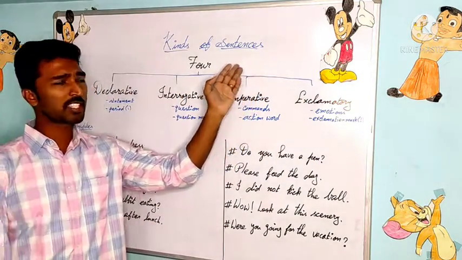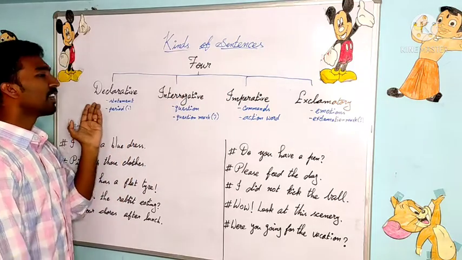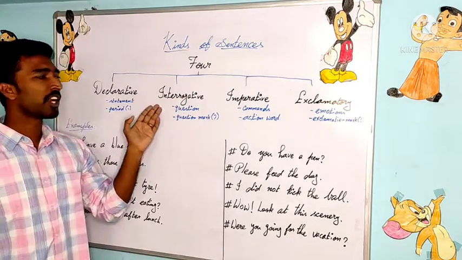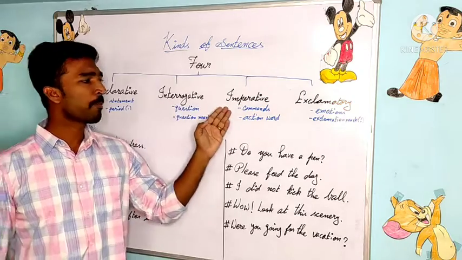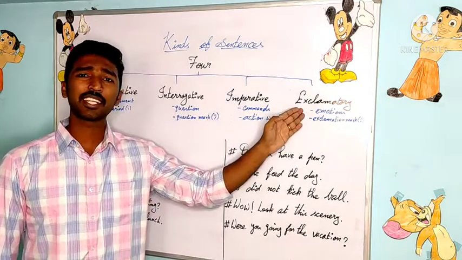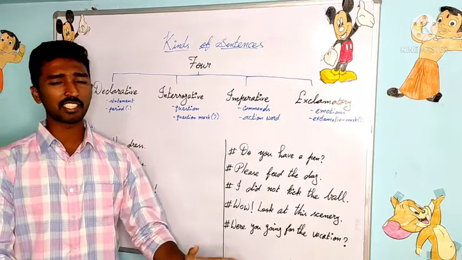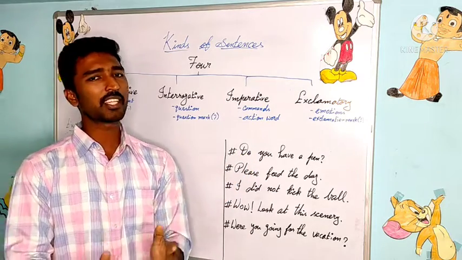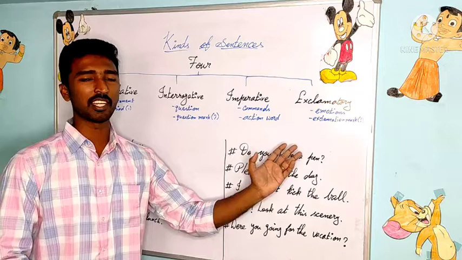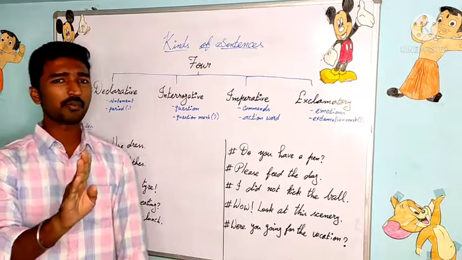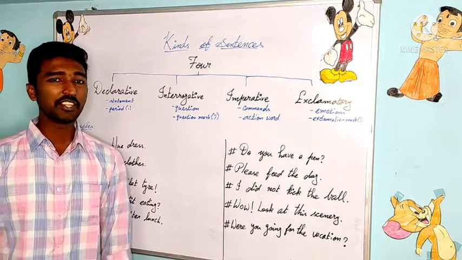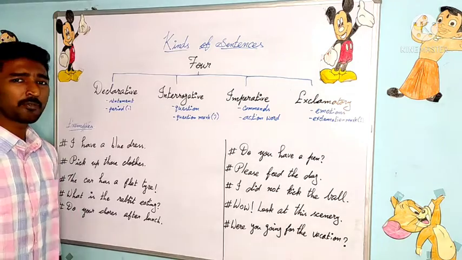Come on, let's learn about the kinds of sentences. There are four kinds of sentences. They are called declarative sentences, interrogative sentences, imperative sentences, and exclamatory sentences. These are the four kinds of sentences in English. No big deal. It's easy to learn. Let's learn the first type.